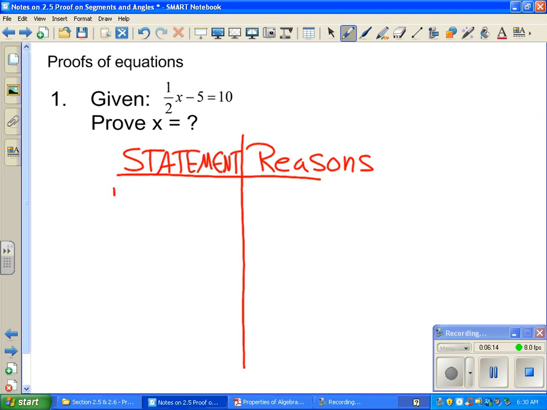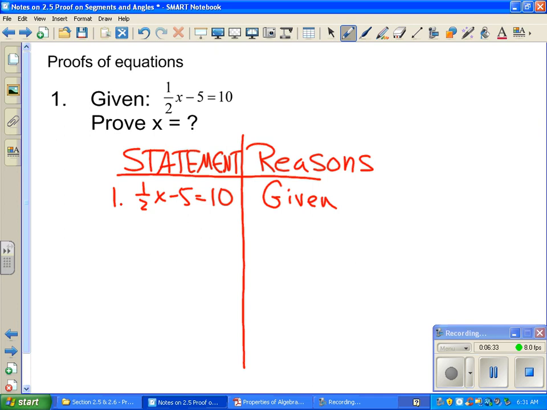So first I'm going to start off with the problem. 1/2 x minus 5 equals 10. That is our given. So the reason is given. You got to have something to get started with these problems. So the first one is always going to be your given. Whatever they say in the problem is given, you write that down, and that's your first line.